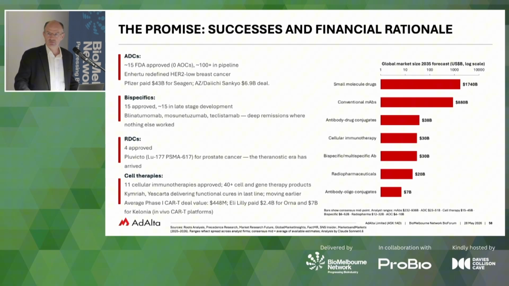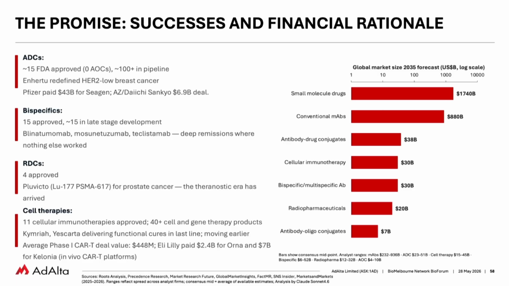And the outcomes are starting to emerge. We've got 15-odd ADCs approved, 15-odd bispecifics approved with another probably 15 or so pending. There's 4 RDCs approved now, and I'm not counting the diagnostics here. This is the theranostic versions. We've got 11 cellular immunotherapies approved and over 40 cell and gene therapy products approved now.